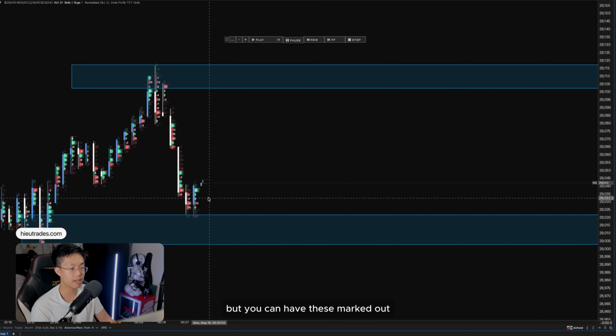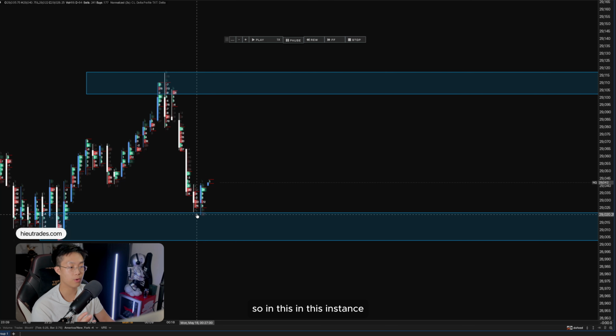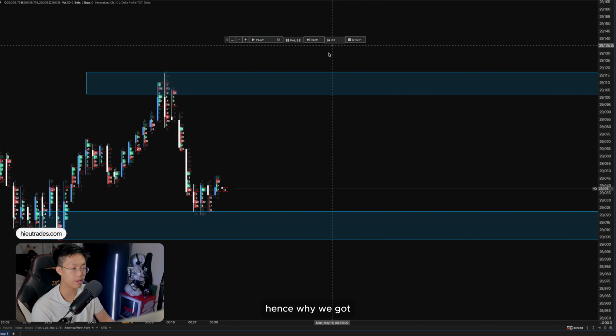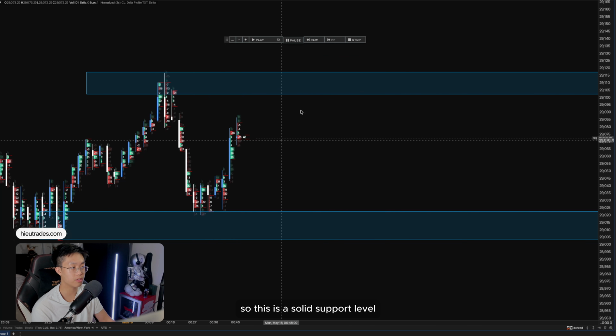But you can have these marked out, and once it reacts over these levels, then that confirms to you at this level there's a strong presence of the opposing side. So in this instance, this is a solid support level because it's shown you 2 times now that any aggressive sellers here were heavily absorbed by passive buyers. That is evident to you, hence why we've gotten this reaction and this reaction over here. So this is a solid support level.